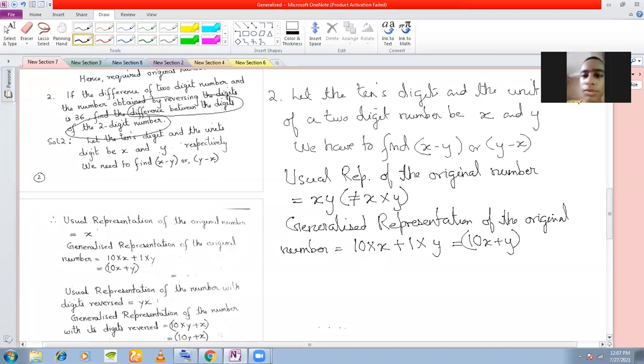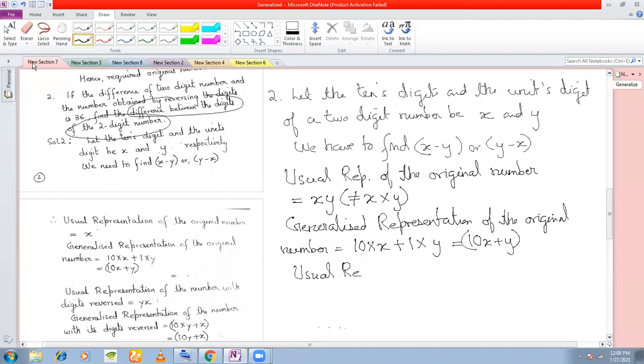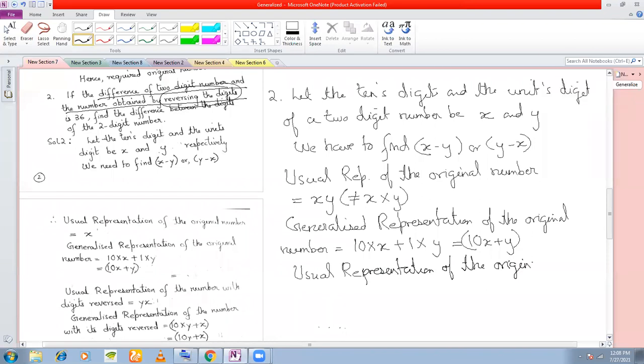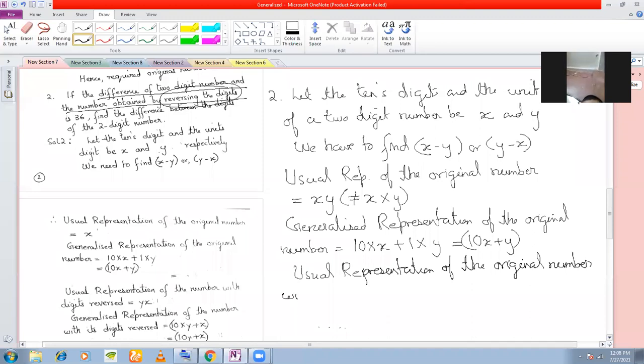Next, we want to find the number with the digits reversed. So, the usual representation of the number with the digits reversed. Why do we want to find the number with the digits reversed? Because if you see, what is the condition given in the problem here? The difference of a 2-digit number and the number obtained by reversing the digits. That is why we want to find the number with the digits reversed.